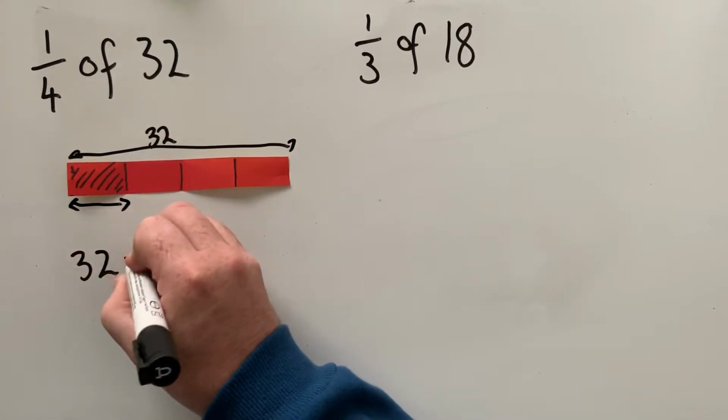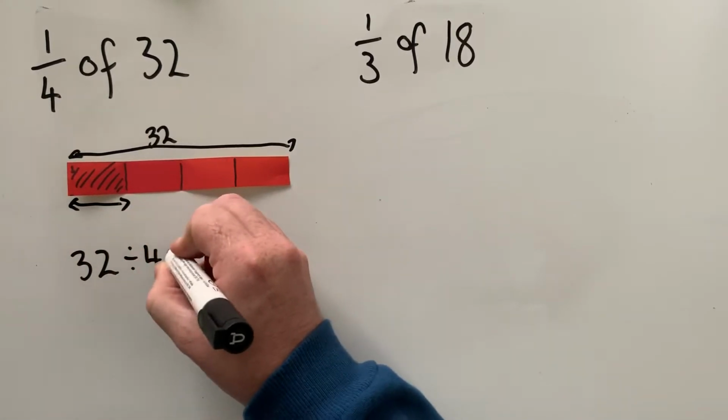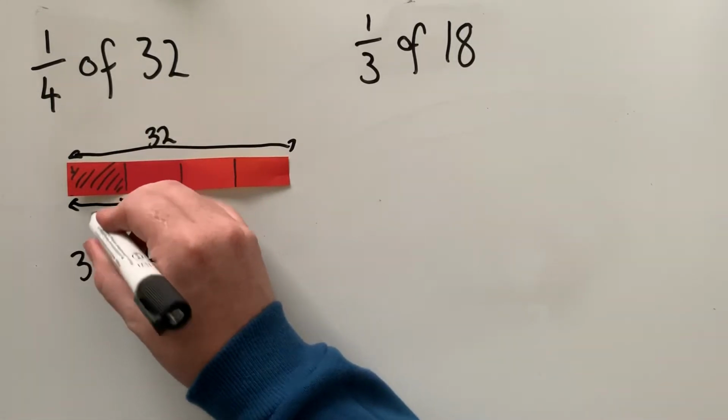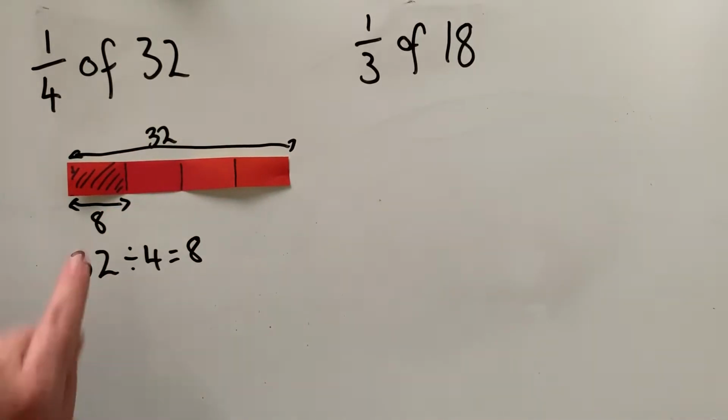32 divided by 4 equals 8. So there is 8 in each group. So 1/4 of 32 is 8.